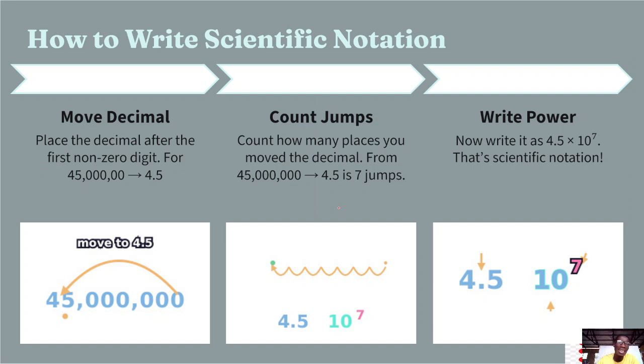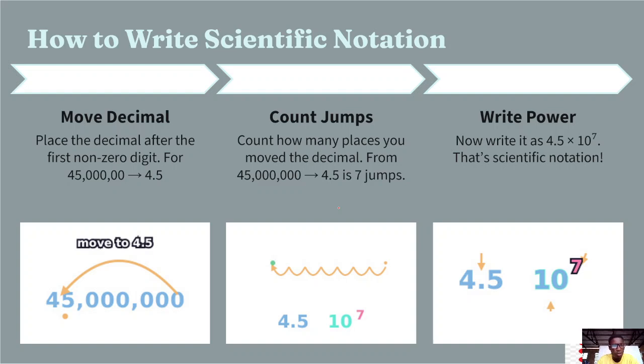So how to write scientific notation? Remember, we look at scientific notation, how to write them. Scientific notation is a useful method that we use to write very large or very small numbers compactly. Okay, let me show you the steps. Now, the first thing to do is move the decimal point. Now, place the decimal after the first non-zero digit.